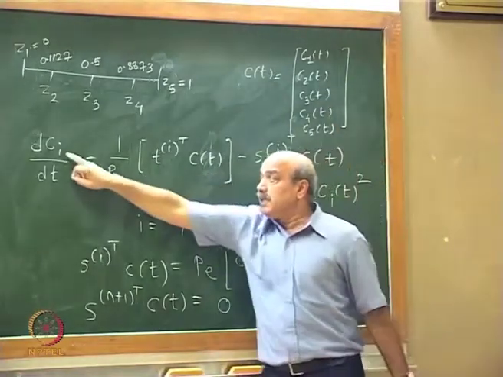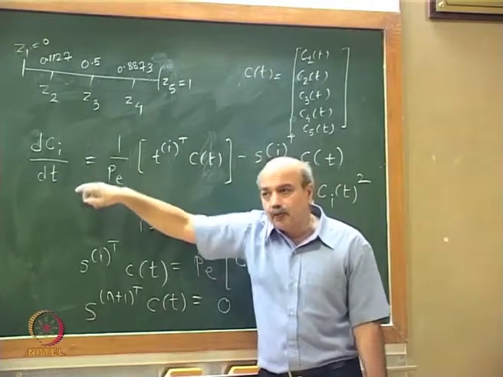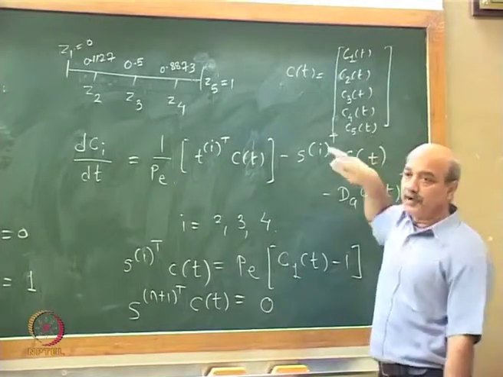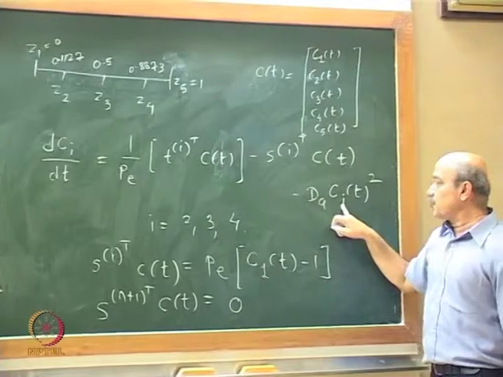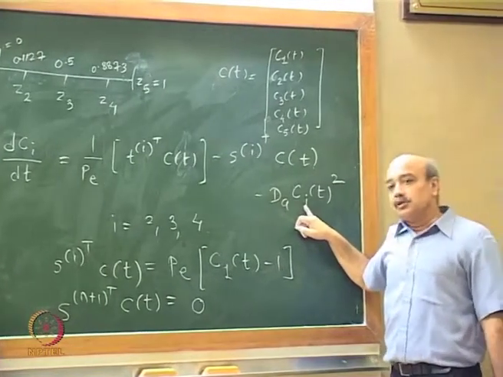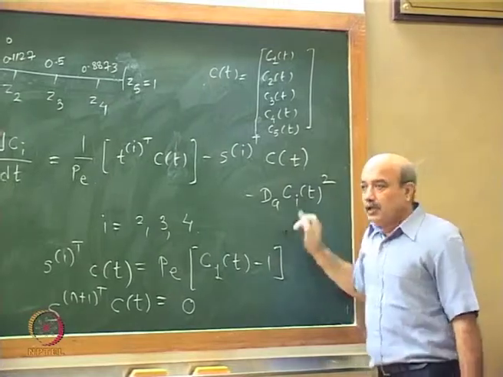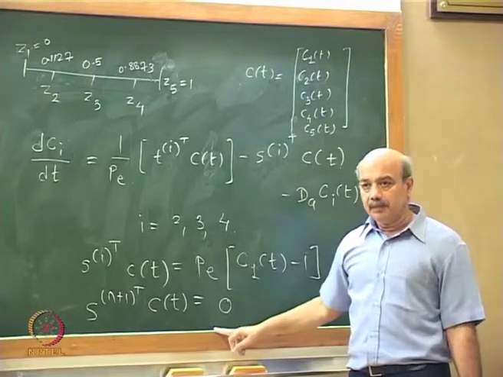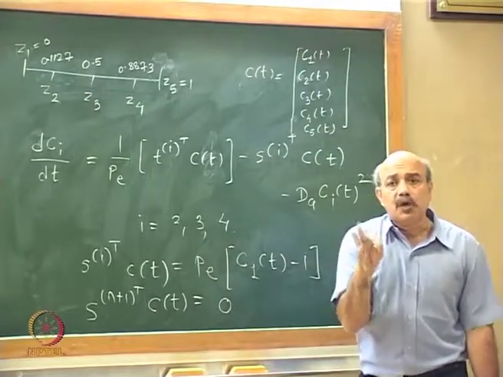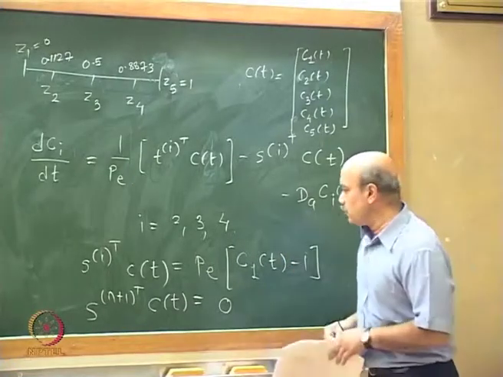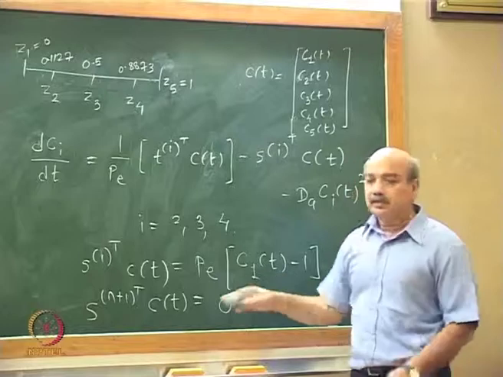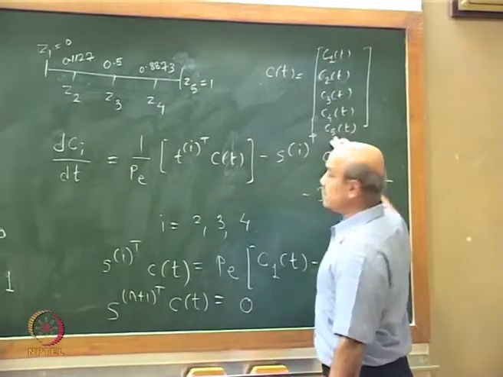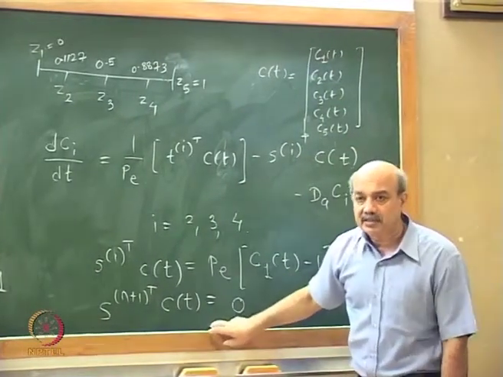So dC2 by dt, dC3 by dt, dC4 by dt, all of them are functions of C1, C2, C3, C4, C5. Not only that, because of this square coming here, these are nonlinear functions. So there are three nonlinear differential equations, and two algebraic equations coupled. In this case you may be able to eliminate two variables. Let's say you decide to eliminate C1 and C5.